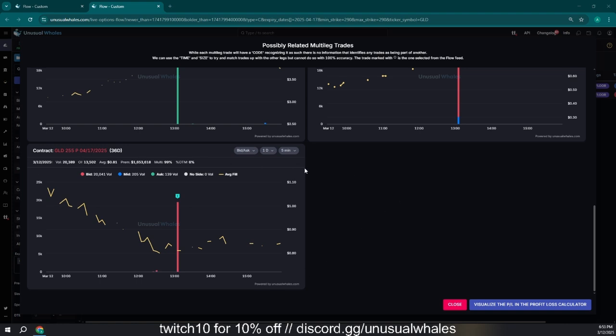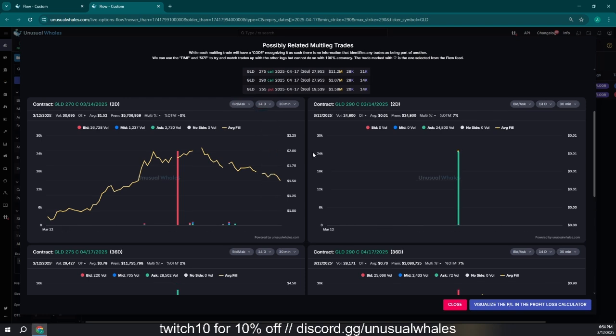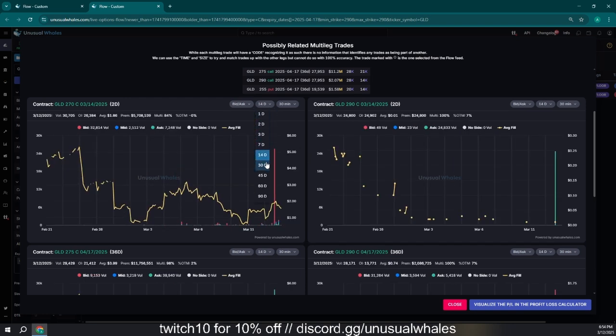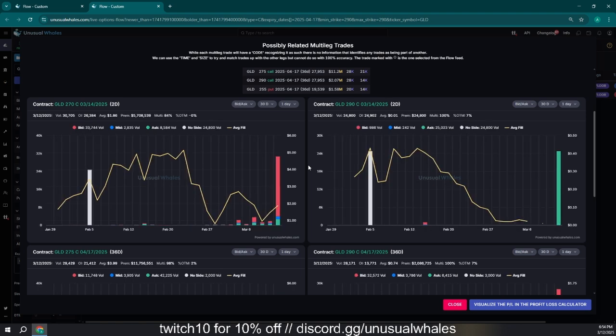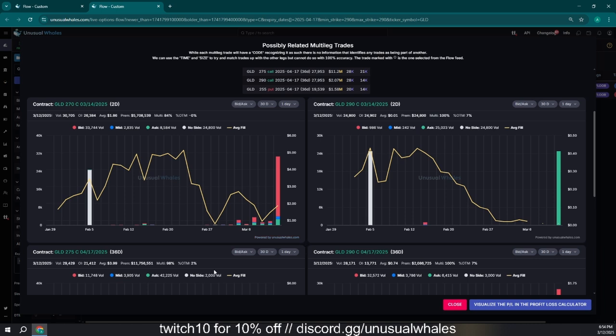From this view, you can also manipulate the contract charts, so you can potentially see when this trade started. So we have pretty similar volumes on February 5th. So probably that was the entry point for this original call spread here.